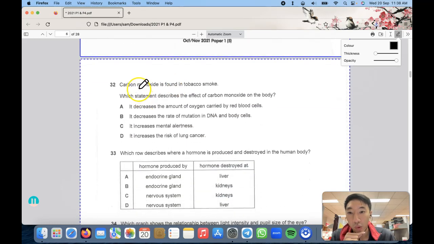Okay, then carbon monoxide, not dioxide. Carbon monoxide is found in tobacco smoke. Which statement describes the effect of carbon monoxide on the body? It decreases the amount of oxygen carried by red blood cells. That's correct. Let's just double check.